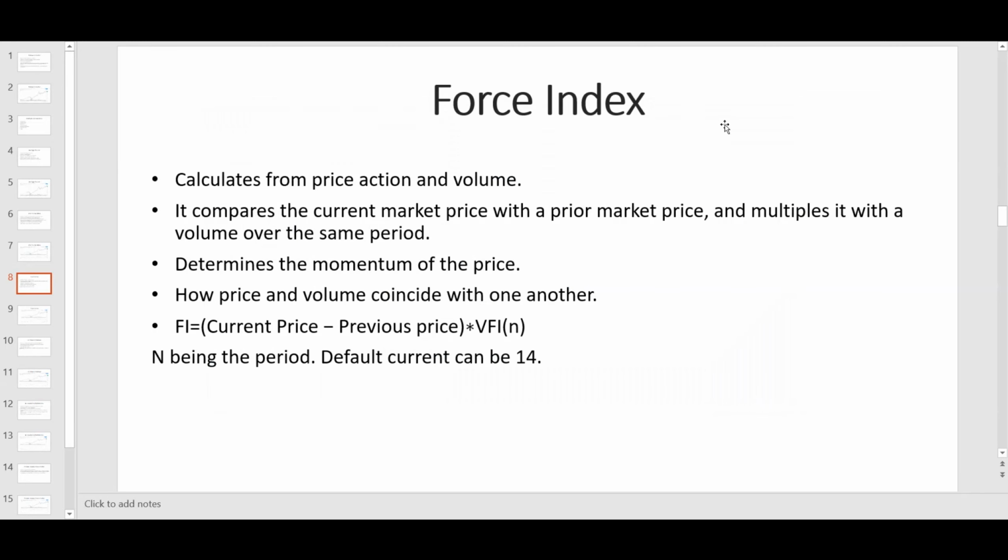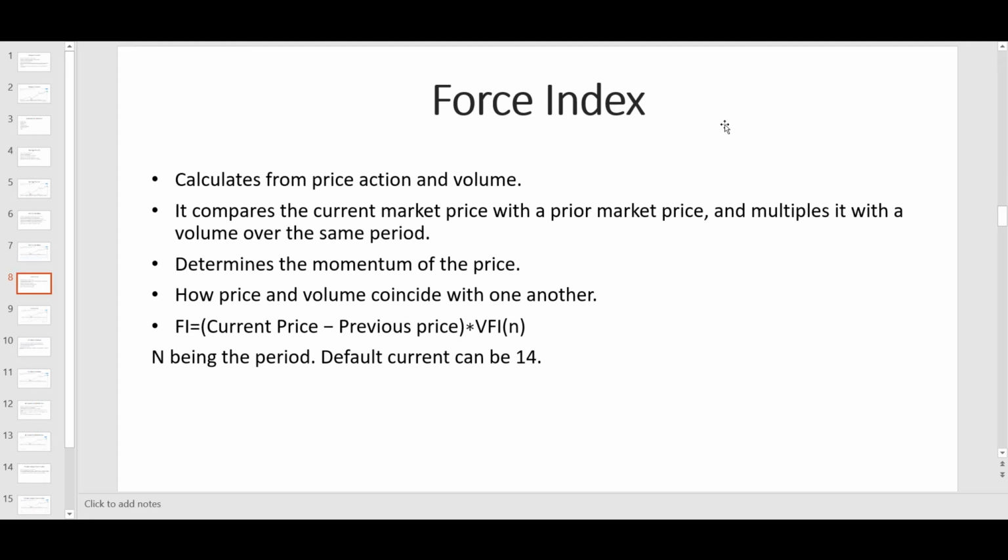Welcome to this video on force index and on balance volume. These are the two indicators I am going to explain as part of this video. Both indicators have one thing in common: they are built based on the price as well as the volume. Both parameters are taken into consideration.